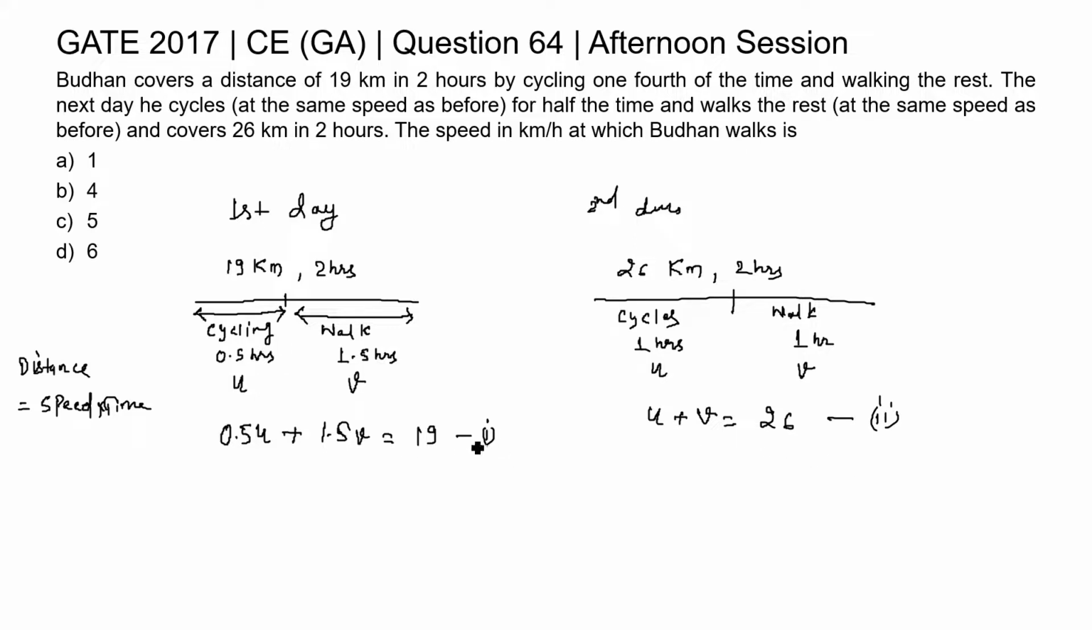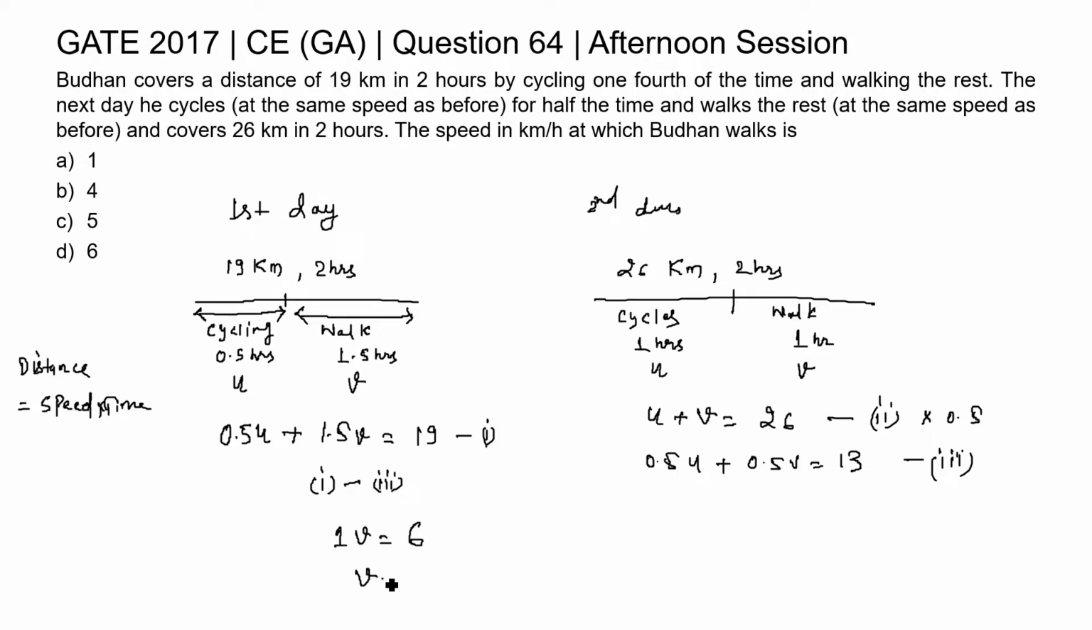Now solving equations 1 and 2, if we multiply equation 2 with 0.5, we can write 0.5u plus 0.5v is equal to 26 into 0.5, that is 13. Suppose this is equation 3. Now equation 1 minus equation 3, so 0.5u will be cancelled out. 1.5v minus 0.5v, so it will be 1v is equal to 19 minus 13, that is 6.